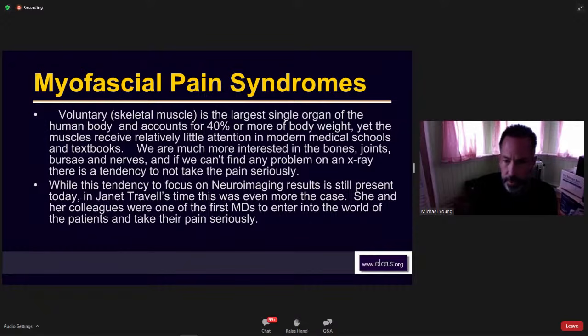But while this tendency to focus on neuroimaging is still present, in Travell's time this was even more the case. She and her colleagues were among the first medical doctors to enter into the world of the patient and take their pain seriously.